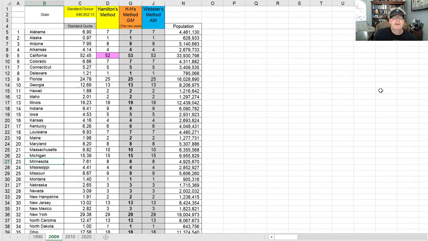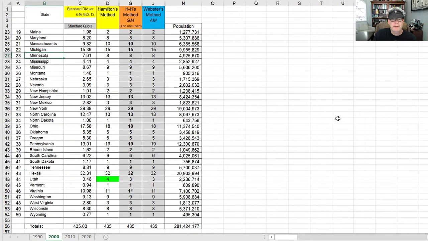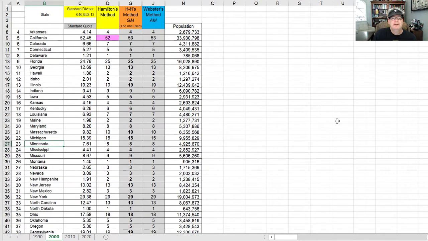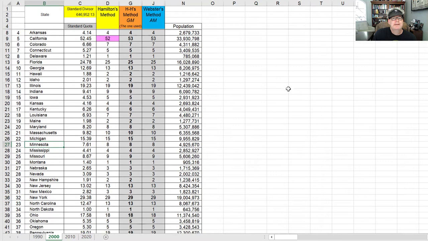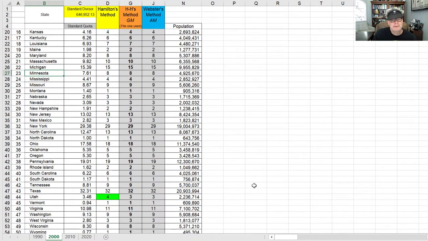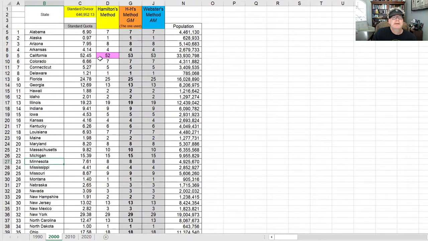If we go to 2000, Webster and Huntington Hill agreed, and they generally won't agree, but they actually did in 2000. And surprisingly, even though Webster and Huntington Hill agreed, Hamilton disagreed. So Hamilton gave Utah a seat with its 0.46 instead of California with its 0.45.